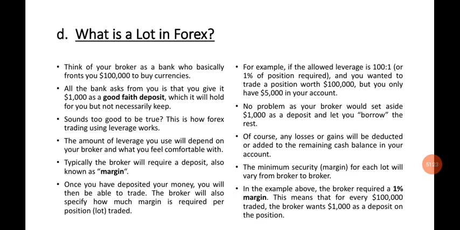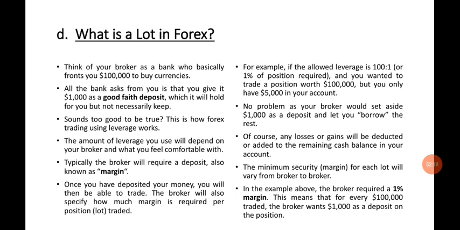trading using leverage works. The amount of leverage you use will depend on your broker and what you feel comfortable with. Typically, the broker will require a deposit, also known as margin. Once you have deposited your money, you will then be able to trade. The broker will also specify how much margin is required per position or lot traded. For example, if the allowed leverage is 100 to 1 or 1% of position required, you will need to trade a position worth 100,000 but only having $5,000 in your account. No problem, as your broker will set aside $1,000 as a deposit and let you borrow the rest.